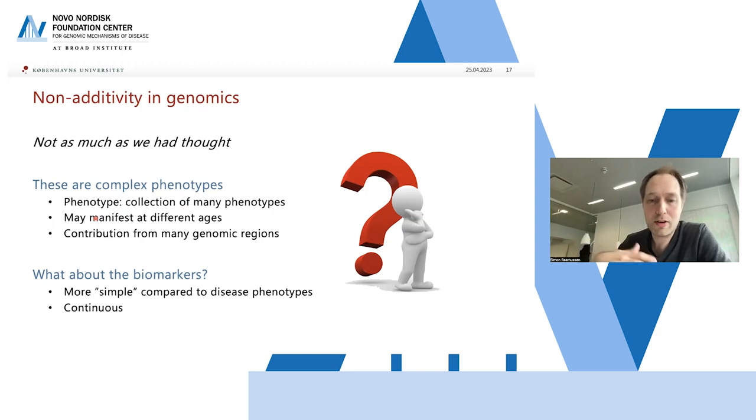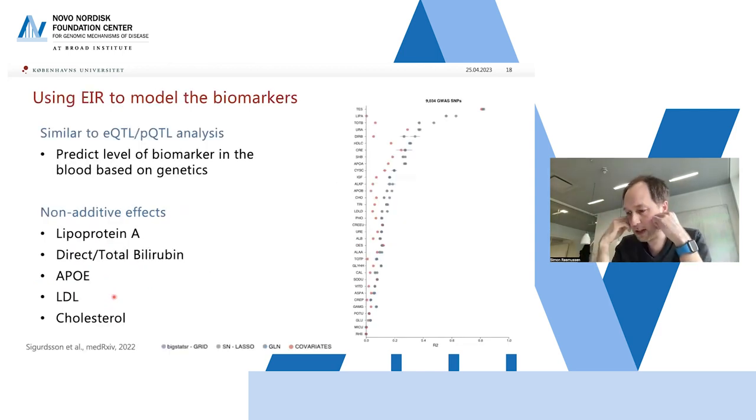So you might have individuals in your data set that have the signal from the genomes, but don't have the phenotype yet. And again, there can be contribution from all across the genome, and there can also be pleiotropy as well. So we thought about these biomarkers, right? Maybe we can try to model on these, because these are in principle more simple, right? They are not confounded by coming from different organs and so on, or at least not as much as these complex phenotypes.